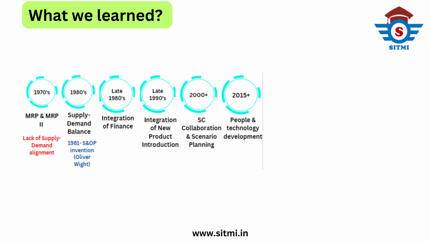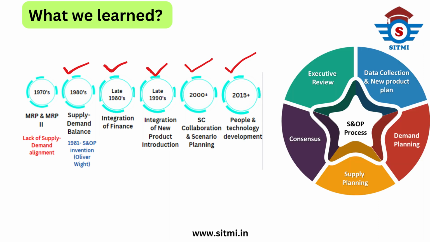What we have seen in this is basically an evolution of S&OP, which started with demand and supply alignment at the initial stage. Then there was integration of the financial team, then integration of new product introduction, and further development happened in the form of collaboration, in the form of scenario planning, and in the form of involvement of the leadership team. Then we have seen multiple steps in S&OP.